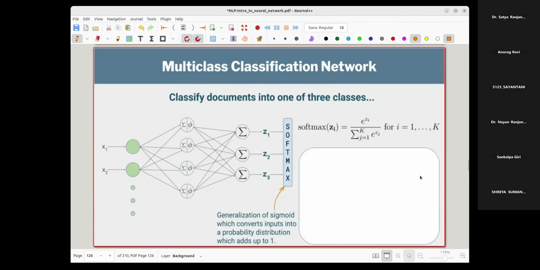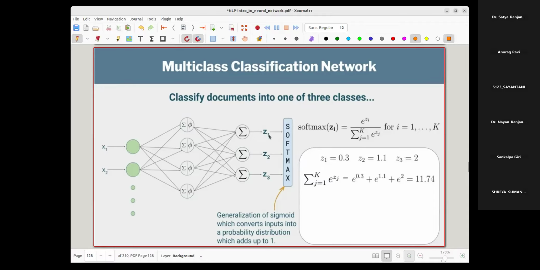Okay. Now, let's take 3 values. Let's say Z1 is 0.3, Z2 is 1.1, Z3 is 2. Let's say these are the outputs after the forward pass. Okay. So let's calculate the denominator first. What is the denominator? Summation j equals 1 to k of e to the power Zj. So e to the power Z1 is e to the power 0.3, e to the power Z2 is e to the power 1.1, e to the power Z3 is e to the power 2. When you calculate, you will get 11.74 as the denominator.